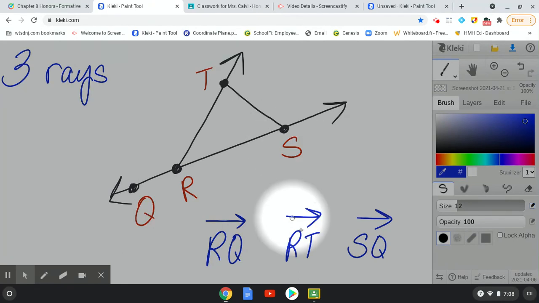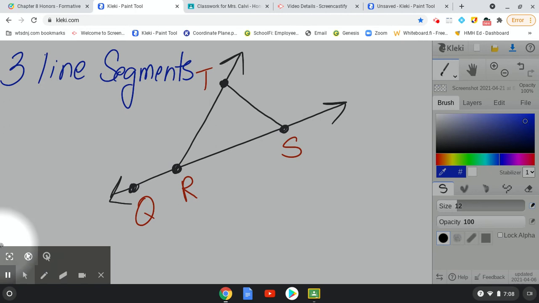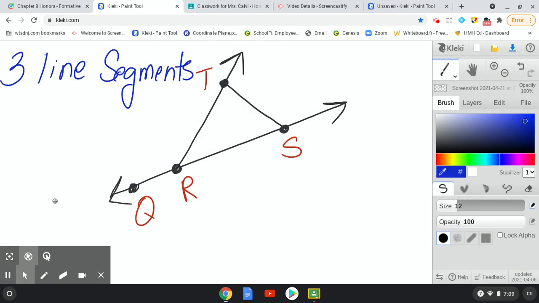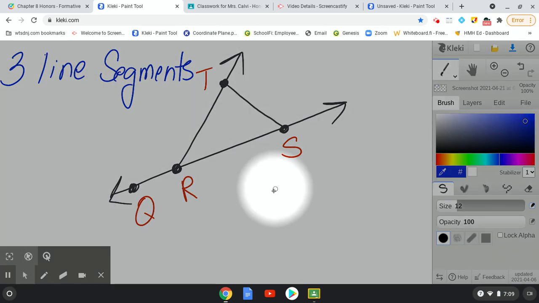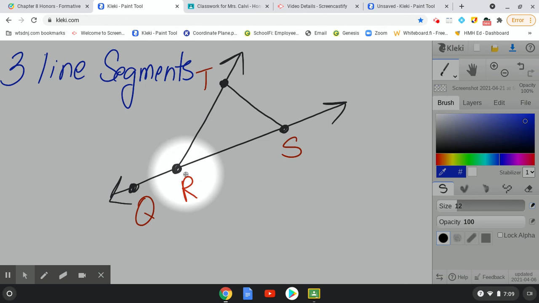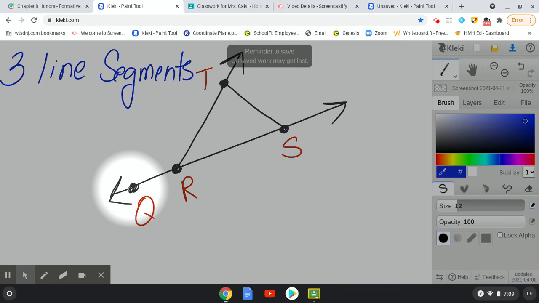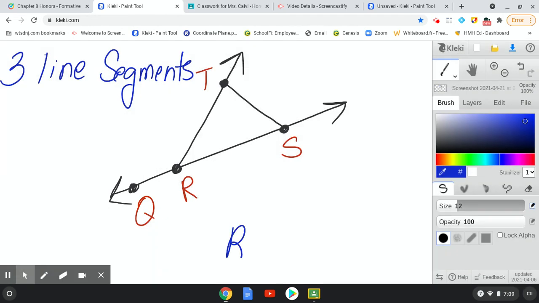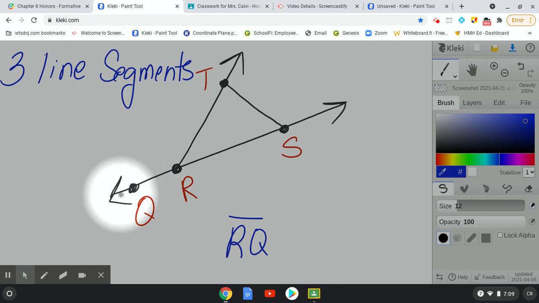So now let's see if we can identify line segments. So remember what we said about a line segment. A line segment is a part of a line or a ray that extends from one endpoint to another, okay? So here, looking at my diagram, I can say that I have line segment RQ, and I would write that with just a line, okay? Because technically, these are 2 endpoints, all right?